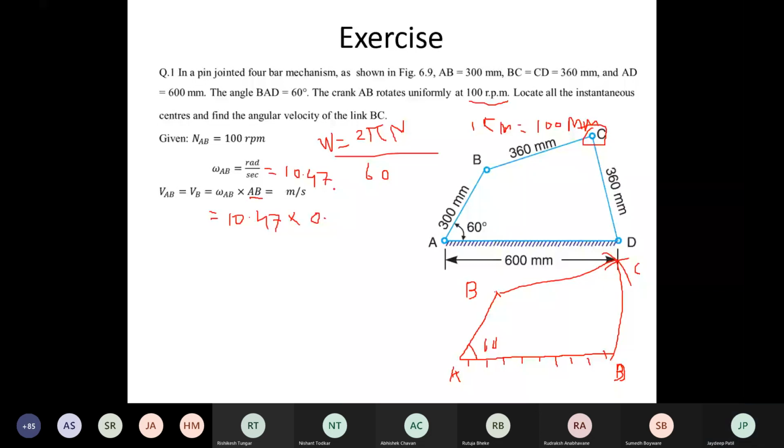Hello. Now tell me, AB is equal to, in meter, 0.3 meter. Okay. Now what is the velocity B? What is the answer? 3.14 meter per second. Correct. 3.14 meter per second. Okay.